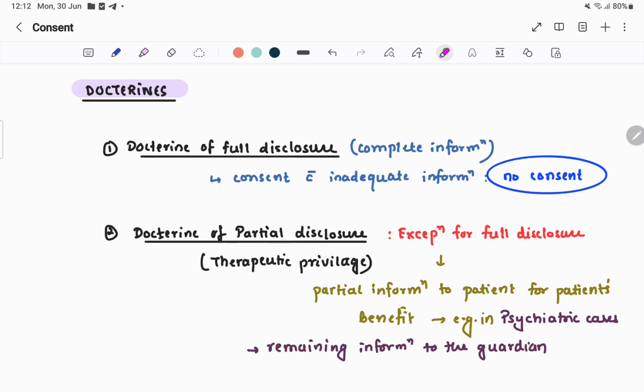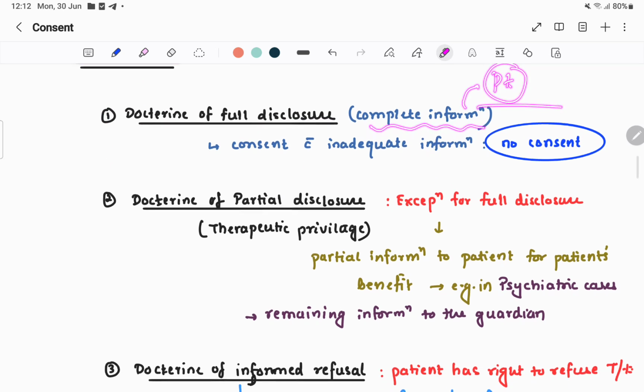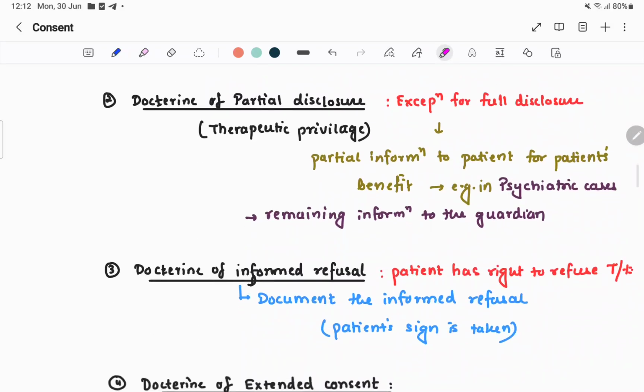Starting with the doctrines. Doctrine of full disclosure means you will give complete information to the patient. No matter what, you will give complete, adequate information. If you give inadequate information, it doesn't mean any consent. So consent means full disclosure.